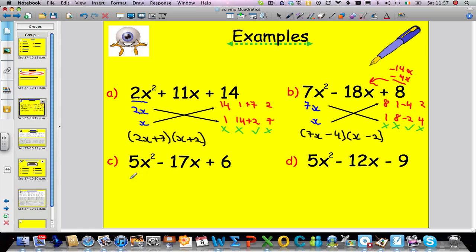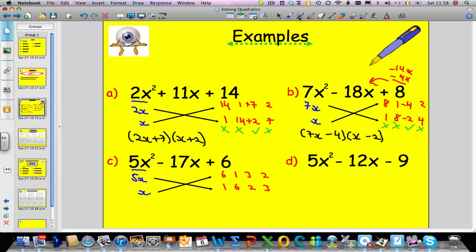Right, let's have a look at the next one. Again, write down the factors of 5x squared. The factors of 5x squared are going to be 5x and x. The factors of 6 are going to be 6, 1, and 1 and 6, because we have to write them in both directions to make sure we check everything. And then we've got 3, 2, and 2 and 3. Again, put in our arrows. This is the way that we're doing the multiplications.